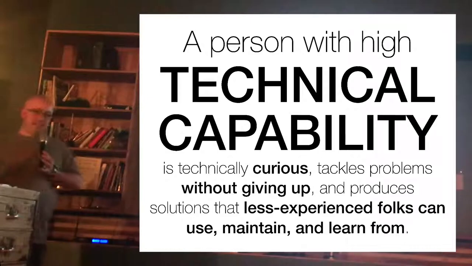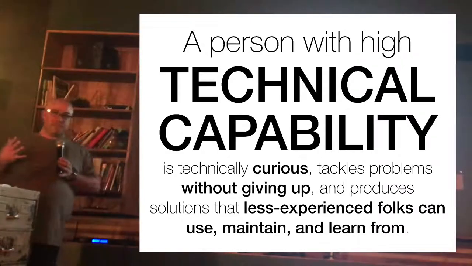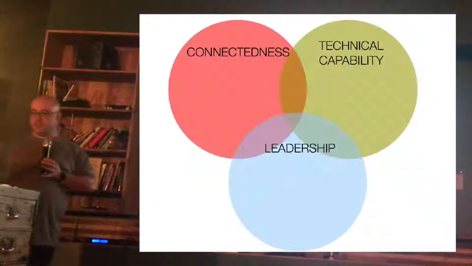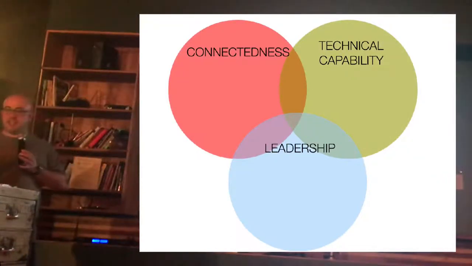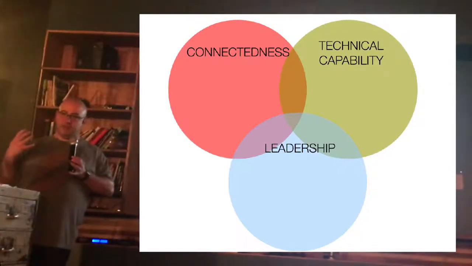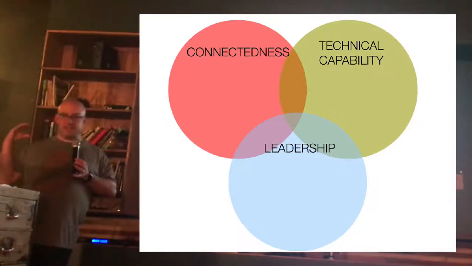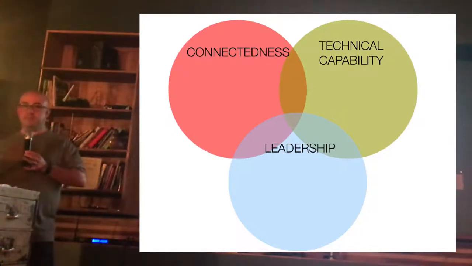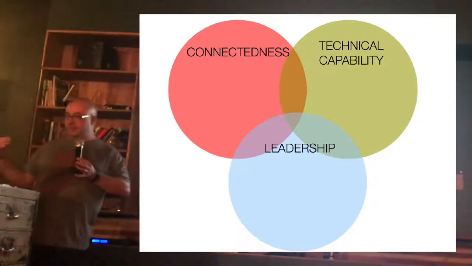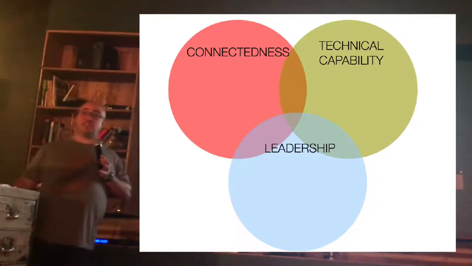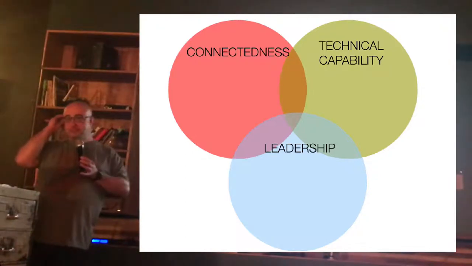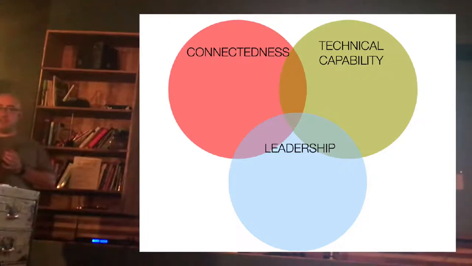So that really is the presentation in a nutshell. The way that we looked at this, connectedness, community, technical capability, leadership, they're all really important in building the well-rounded developer. As you dig into the technical capability piece, remember that curiosity is important. Work through problems, don't give up. Write solutions that less experienced folks can learn from. Don't always just try to do it in as few lines of code as possible. And the other developer who reads your stuff, who thanks you, may be you. Thank you, good night.